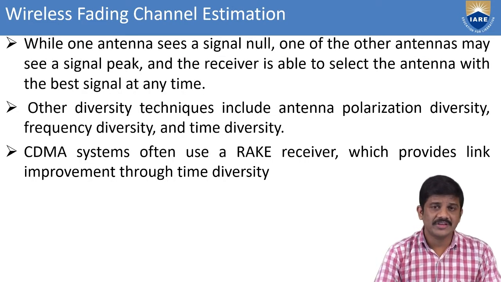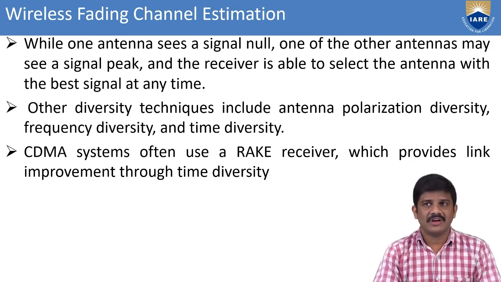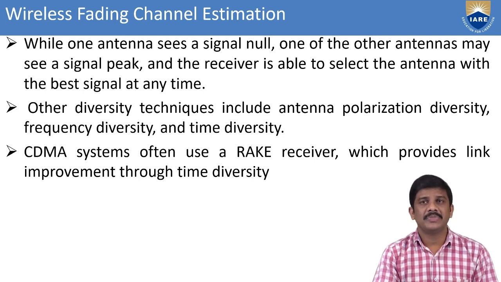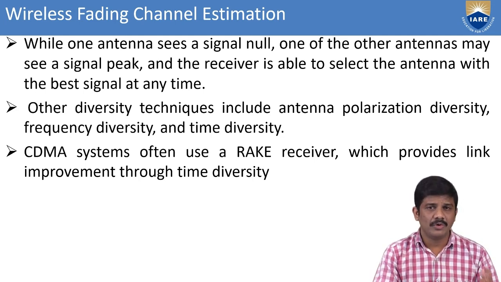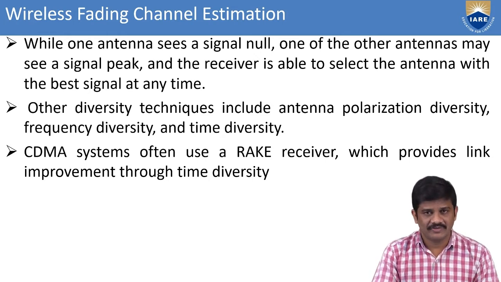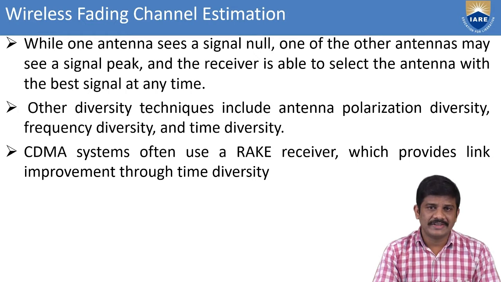Taking any one signal, if it is in a null, then you can consider one or other small antennas, and the signal will have a high range and take the peak. If you only transmit one signal to the receiver, then when any problem occurs the signal will be lost and we lose our information. So we generate multiple signals by taking multiple antennas. The receiver is able to select the antenna with the best signal at any time.